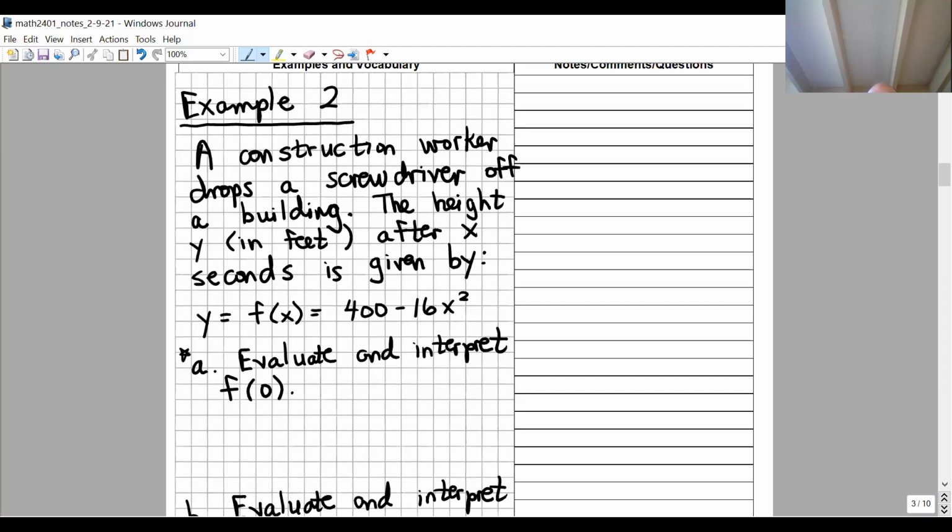This is just an algebra question. I want you to evaluate for me f of 0 and tell me what that means. So compute for me f of 0. That will be easy. And then tell me what f of 0 means in the context of the problem. What's f of 0 telling you when you calculate that value from the formula? So do that for me, and then I'm just going to ask someone to tell me.